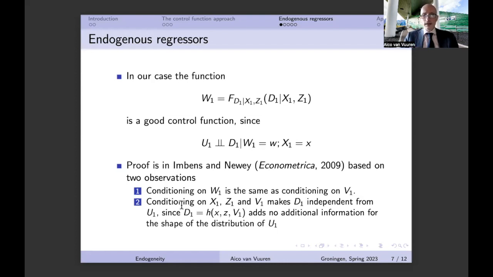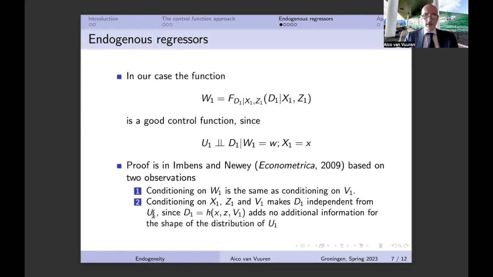What I said after that was that if we can condition on phi1, then we can solve the problem of endogeneity essentially by fixing phi1 and then doing our quantile regression for fixed levels of v1. Then we still have to formally prove, and that is the same as saying, that conditioning on x1, z1, and v1 makes d1 independent from u1.